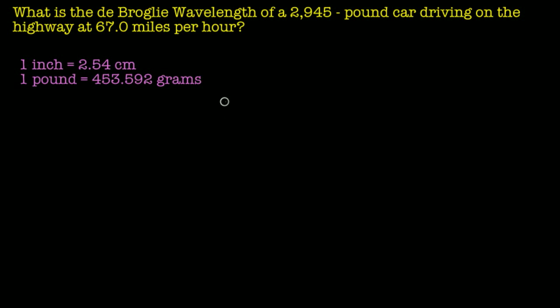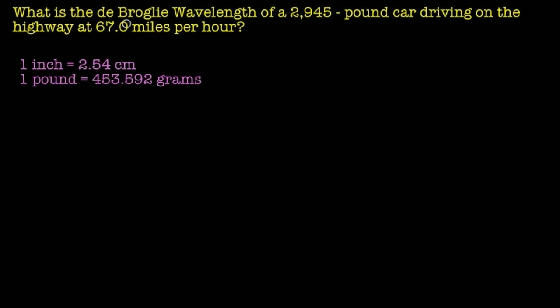Hi, and welcome back. So let's try out another one of these Chem final exam prep problems. Here's the problem. What is the de Broglie wavelength of a 2,945 pound car driving on the highway at 67.0 miles per hour?